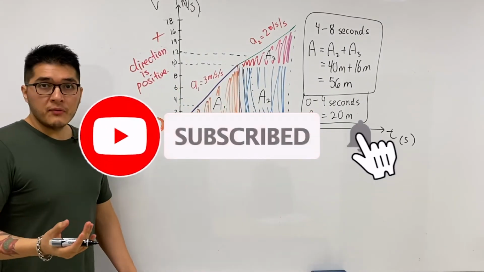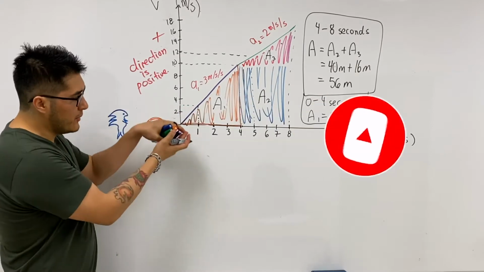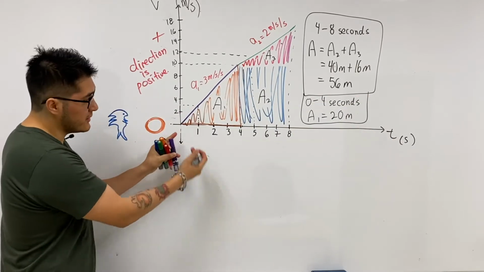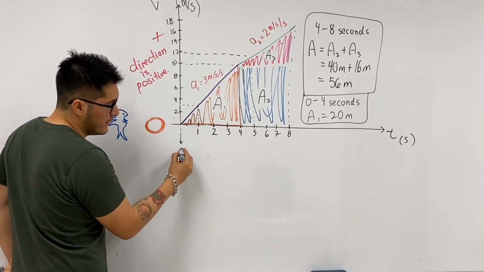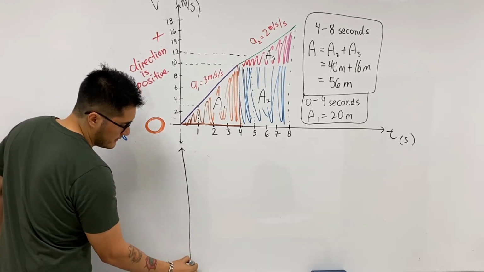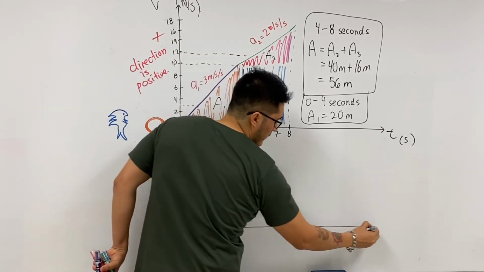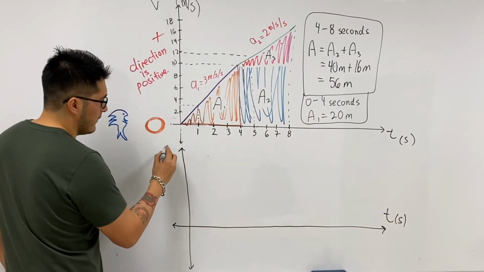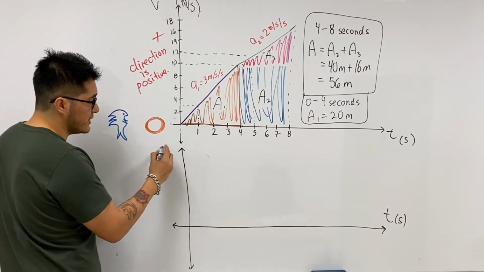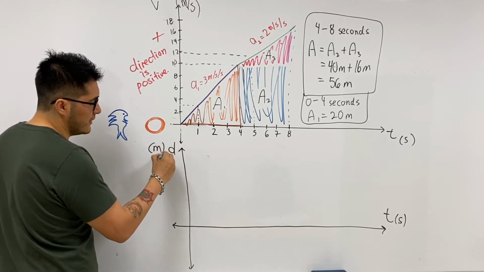Like we have been doing before, one way we can go from one graph to the other one is to make sure that we line them up nicely below each other such that the time axis can be lined up perfectly. So let's see what that looks like in this case. And we are trying to make a position versus time graph, so this is going to have d with units of meters.